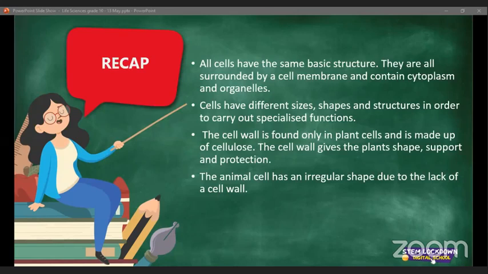So plants and animals both have the cell membrane. The only difference is the cell wall. So the cell wall and the cell membrane are not the same. They are not the same thing. Okay. So plants have a cell wall and animals do not have a cell wall. Their similarity is they both have the cell membrane.